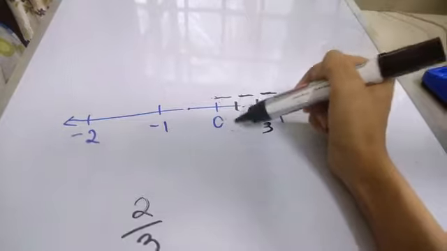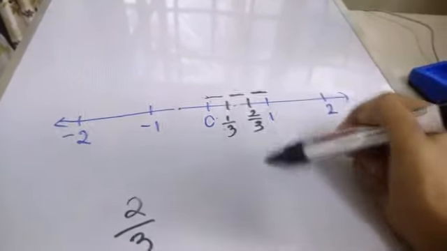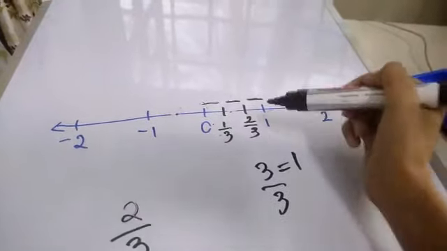So this is 1 by 3, this is 2 by 3, and this will be 3 by 3. 3 by 3 is the same as 1 because 3 divided by 3 is 1, right?